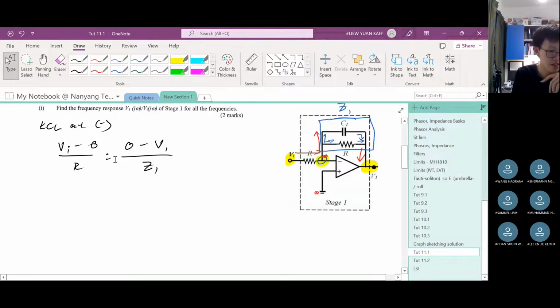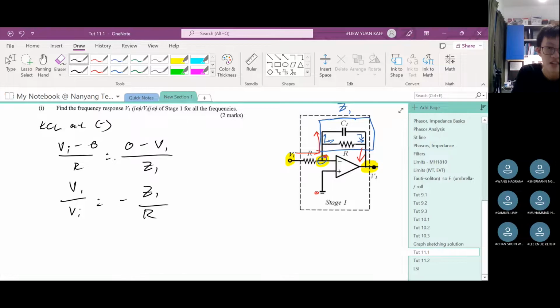Okay, so let us just make V1 over VI the subject first. If we get V1 over VI, we should get negative Z1 over R, correct? Now we have to find Z1. So we look at the arrangement in the box here, right? The arrangement is parallel. So we have to find the total impedance in a parallel arrangement.